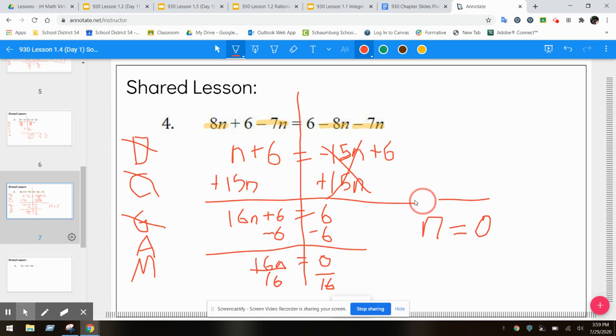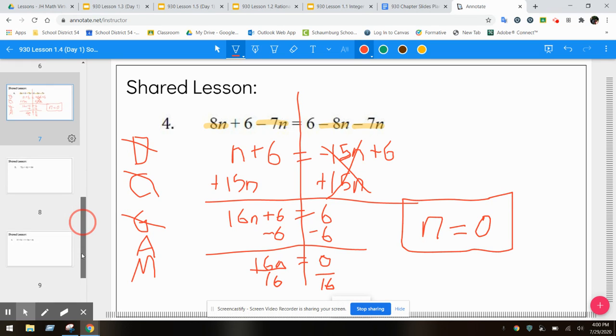Okay, some people don't consider it a special case. I do. I think when the number equals 0, that is a sort of confusing situation, so it's a special case in my world. N equals 0. If I plugged it back in, I would notice that all the n's would cancel out, and I get 6 equals 6, which works. So n equals 0 works.